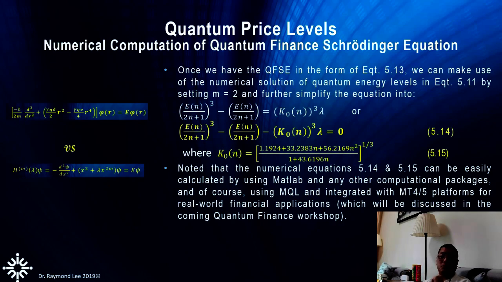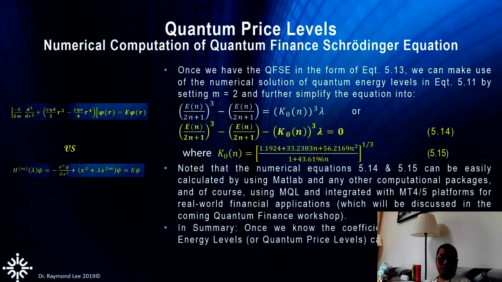Method number one uses MATLAB because we have simple tools to solve the cubic equation. So it's easy for us to calculate lambda because it's a very typical cubic equation, right? And for MT4 and MT5, you are using some other method. I will talk about this later. So in summary, once we know the coefficient lambda, the whole quantum energy level can be solved one by one. Once you know lambda, all the things can be solved, right? So how can we find lambda?